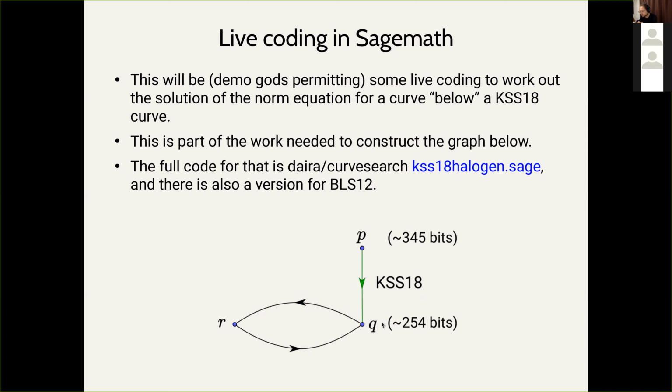And then KSS 18 will give you a secure pairing, because the size of GT will be 345 times 18, which is 6,100 and something. So that's secure, but this is minimal.